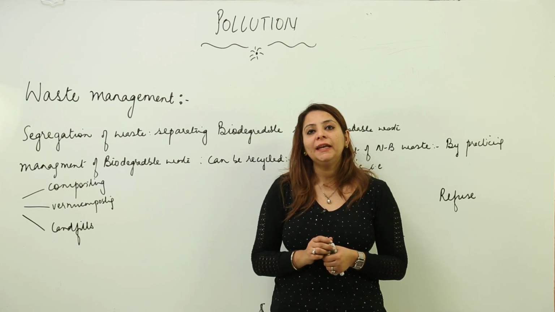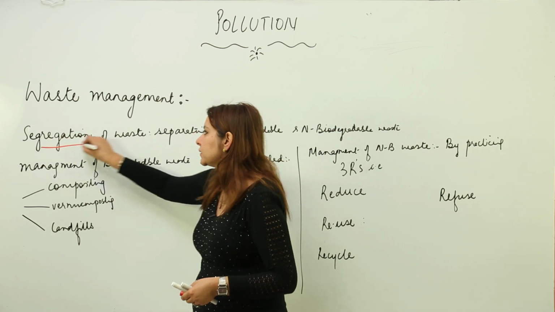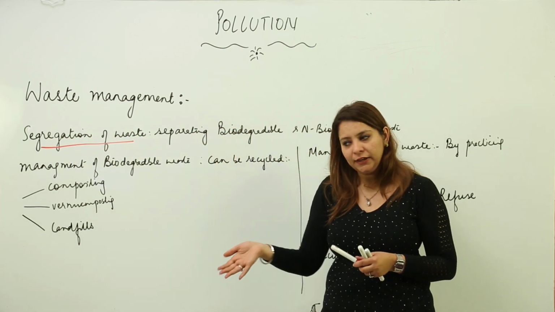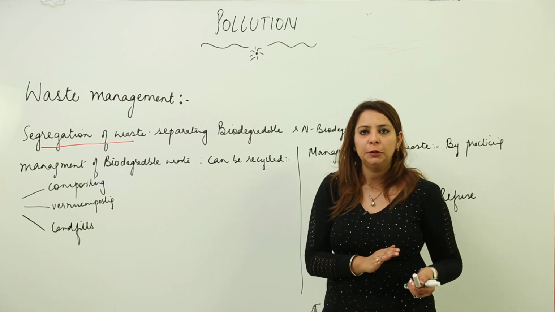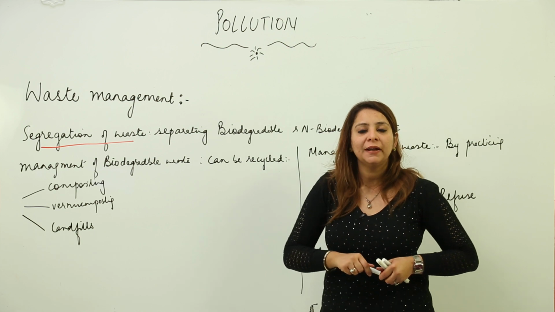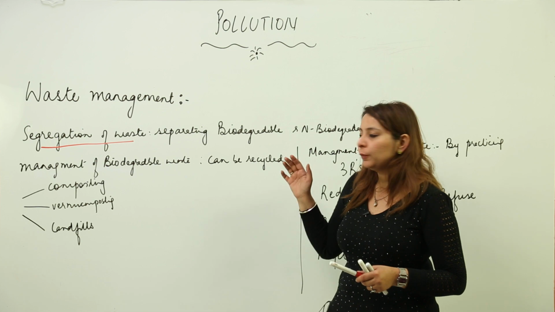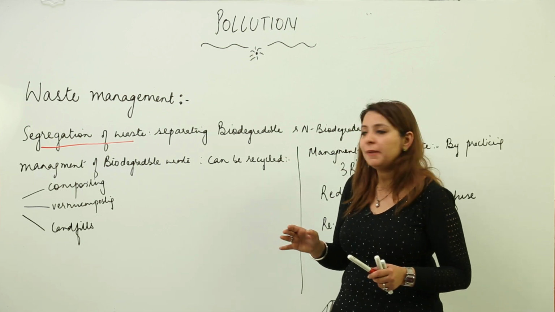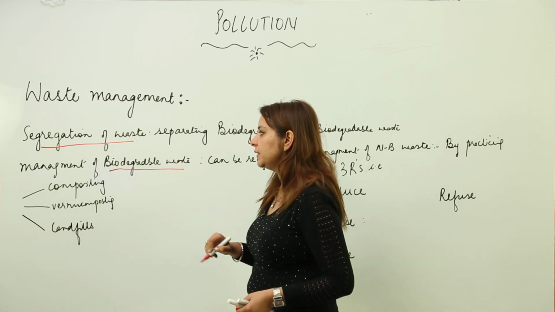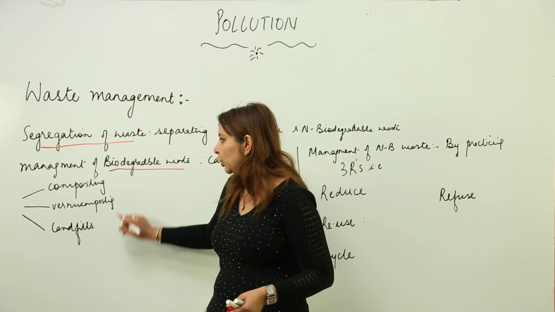If you need to manage the waste, the first thing is that you need to segregate the waste. Segregation of waste means separating the biodegradable waste from the non-biodegradable waste, because both can be managed, but different techniques are used for each. So first segregate it. The methods for managing biodegradable waste can be composting, vermicomposting, and landfills.